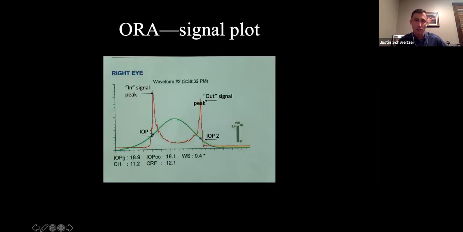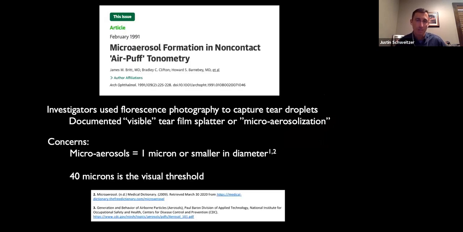That's an excellent question. This is what the Aura printout looks like. You can see here that you get an IOP, so IOP-G. You get an IOP-CC, which is a corneal compensating pressure. What I really like about this is the CH though. Again, corneal hysteresis, as I mentioned, and this patient was 11.2. Just a risk factor profile measurement, making me feel more comfortable that this patient is at less risk for glaucoma.